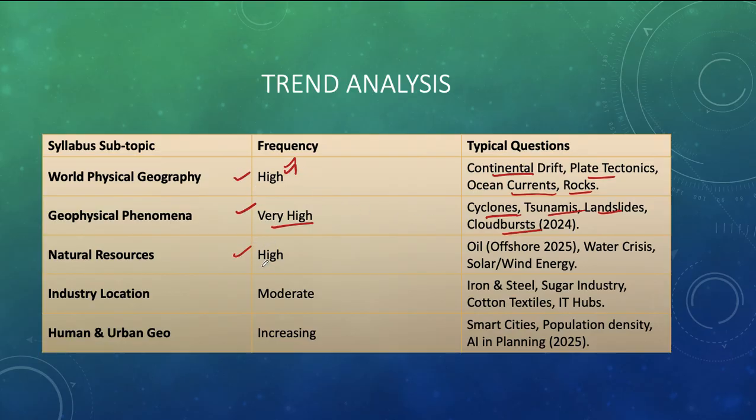And with respect to resources also, questions frequently come, this year being offshore oil resource, water crisis, solar or wind energy. So overall, students, while reading the syllabus, I would suggest you give maximum weightage to world physical geography, geophysical phenomenon, and then natural resources. This segment of the syllabus, while covering the UPSC geography segment, is where the frequency is very high and maximum weightage needs to be attached. So try to have proper diagrams and notes for this particular segment of the syllabus, students.